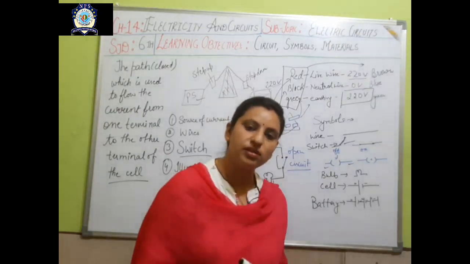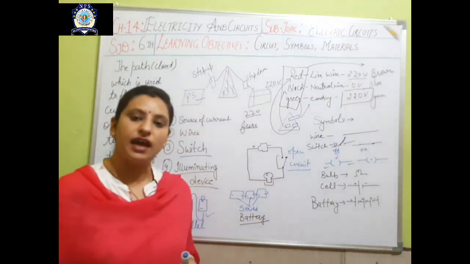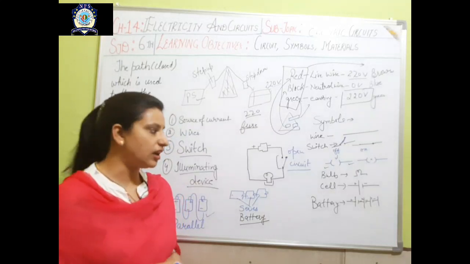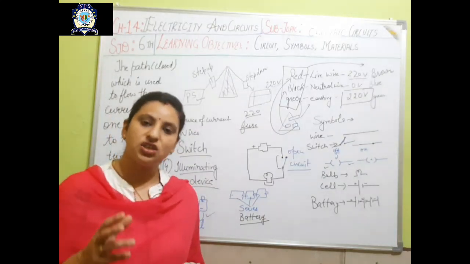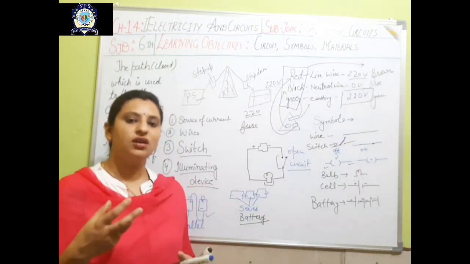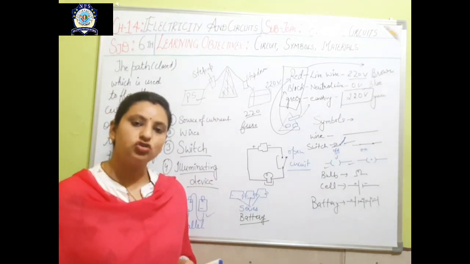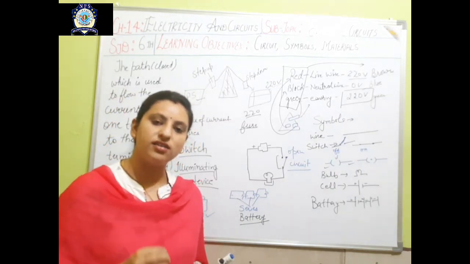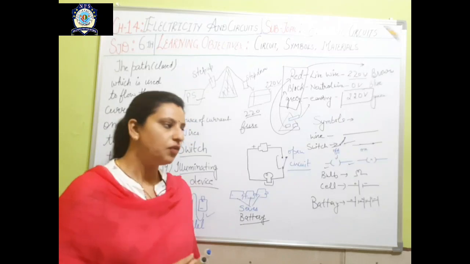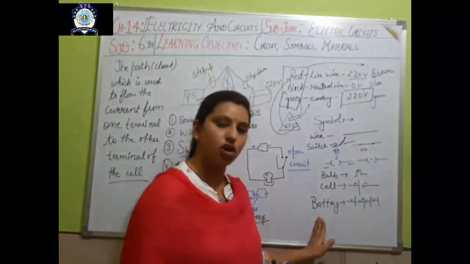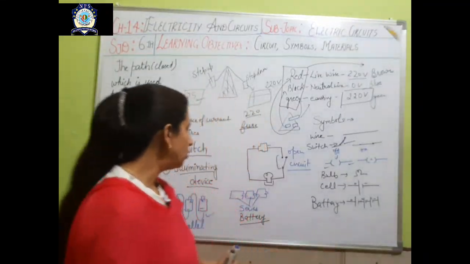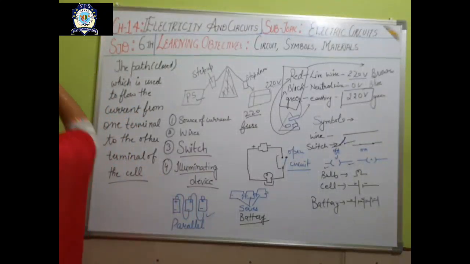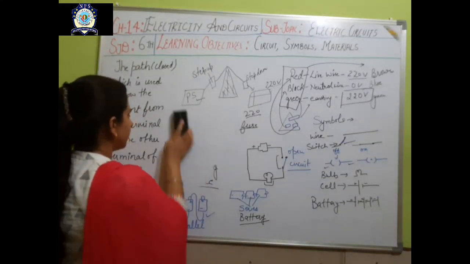Now why do we use symbols? Why don't we draw the diagram of all the components which are used in an electric circuit? It is very tough to draw all the diagrams of the components. So to simplify and to understand the circuit in a simple way, we use symbols. Now we will discuss the two types of circuits.